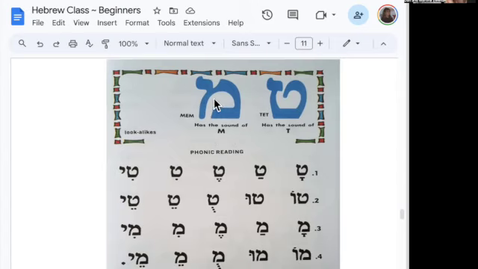Then they put it right next to the letter Mem to show you that it kind of looks the same. But to me, it doesn't really. It's just like an upside down Tet when you take the Mem and you turn it around. And we will still look at each letter here.